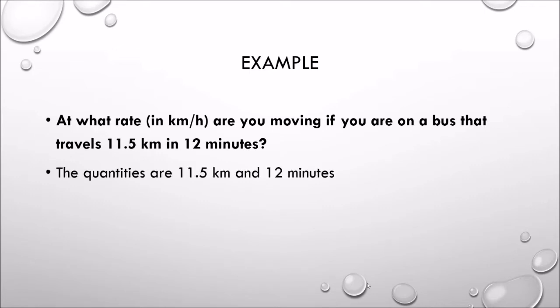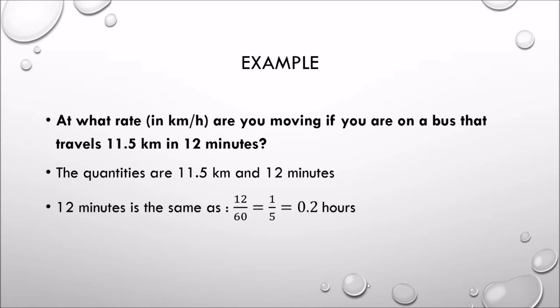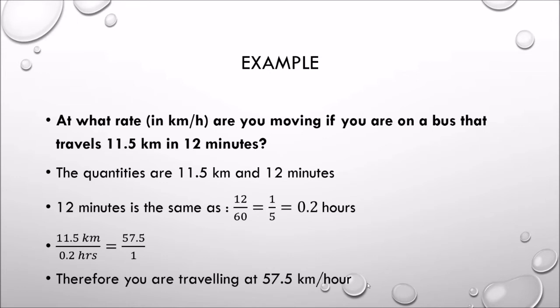So our quantities are 11.5 kilometres and 12 minutes, but our question is saying we need to express this in the rate kilometres per hour. So firstly, we need to work out how many hours 12 minutes is. That's the same as 12 divided by 60, or 0.2 hours. We then write our rate as a fraction, so 11.5 over 0.2, which would give us 57.5 over 1. So we can say that on this bus you were travelling at 57.5 kilometres per hour.